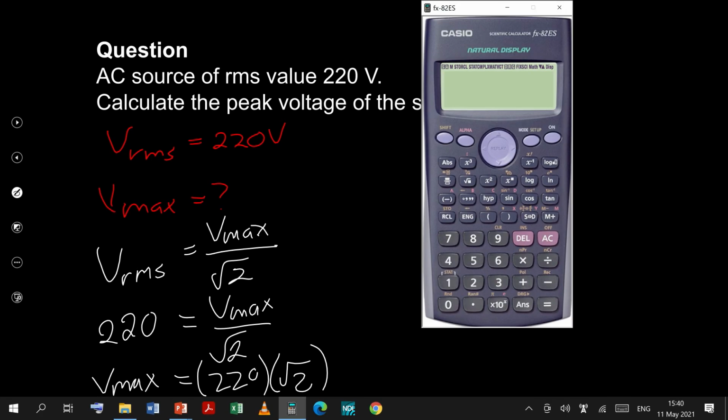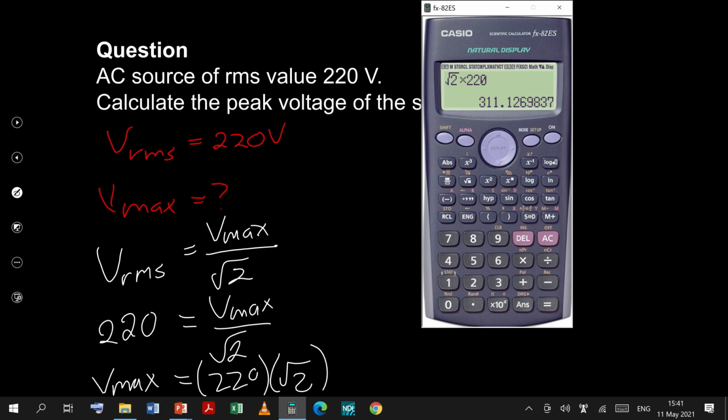And let's plug the values in. So the first thing I'm going to do is put the root of 2 in. So we're going to say root 2 multiplied by, let's put our values in, the root of 2 multiplied by 220, and that will give us a value of 311.13. So let's write that down.